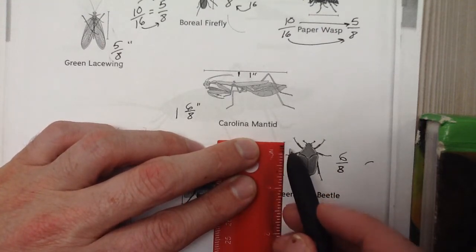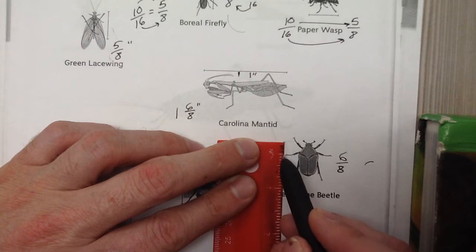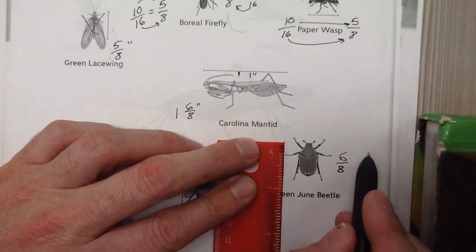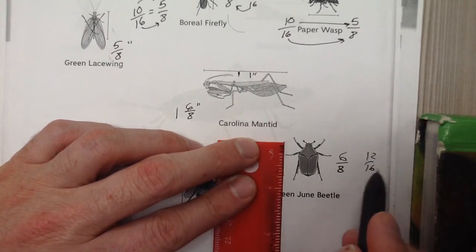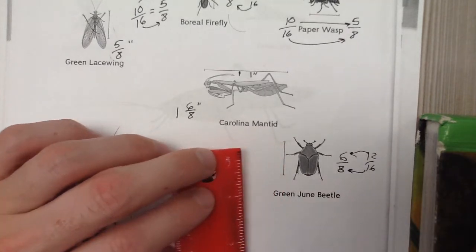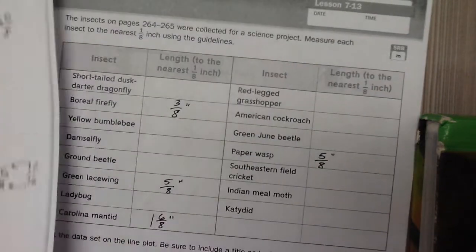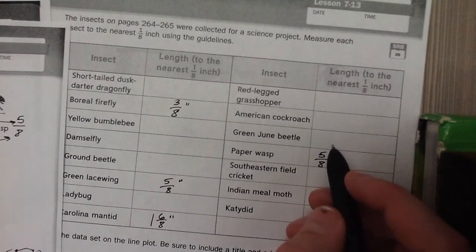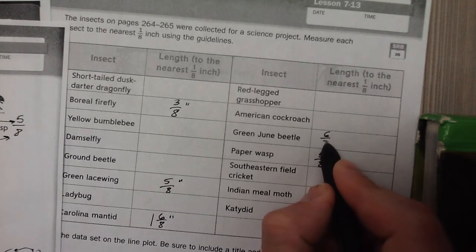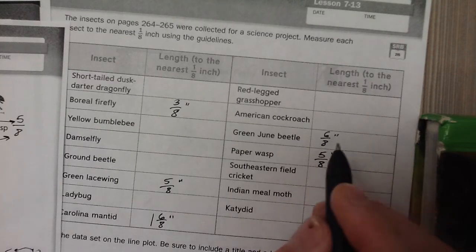You could count every single line. 1, 2, 3, 4, 5, 6, 7, 8, 9, 10, 11, 12. And that would give you 12/16. And remember, then all you have to do is cut each number in half to get your eighths. So the green June bug, or June beetle, excuse me, is what they call it, I'd have called it a June bug, that's how I know them, is 6/8 of an inch.